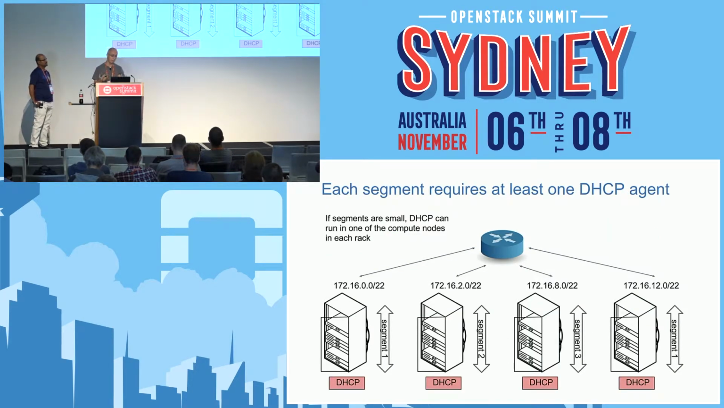The other thing that we did in implementing this is that each segment is going to require at least one DHCP server, so ports can get their IP address. So in each one of these segments, in this case, in each one of these racks, you need to have one DHCP server somewhere in that rack. So when we create ports, those ports can get their IP addresses.